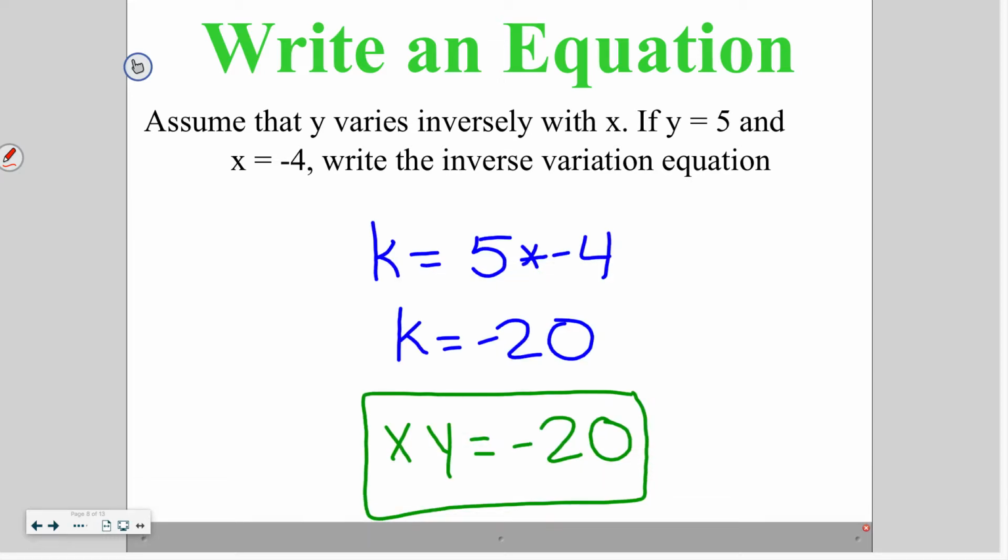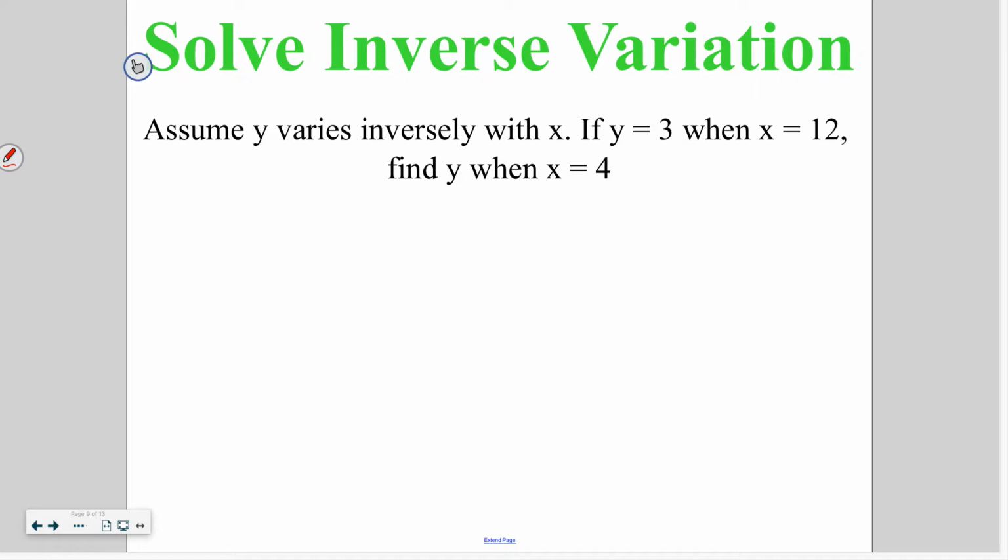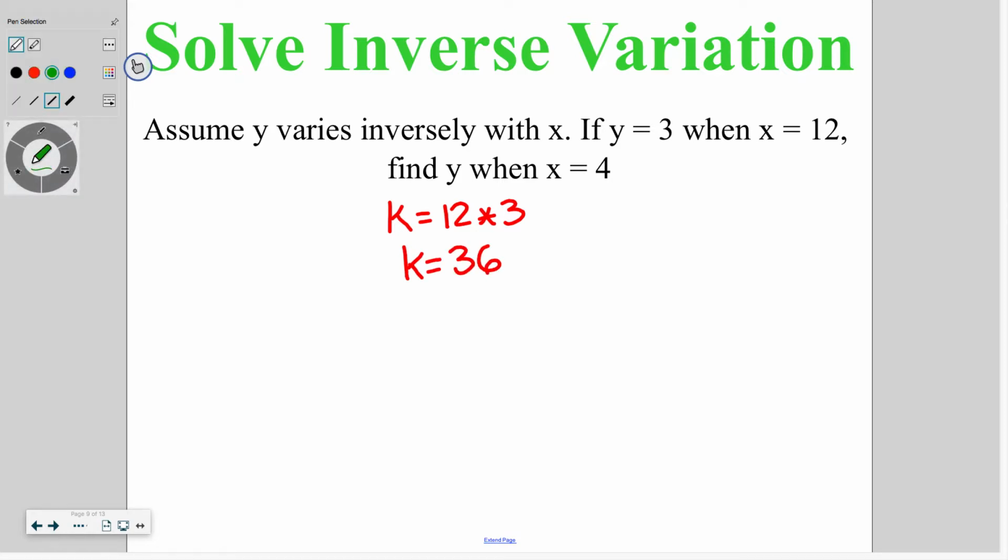We've got 5 times negative 4, which gives us negative 20, so our equation is xy is equal to negative 20. After we write the equations, we want to be able to solve them. So again, we're going to start by finding our k value. So in this case, I've got k is equal to 12 times 3, giving me k is equal to 36. Then going ahead and writing my equation, I've got xy is equal to 36.